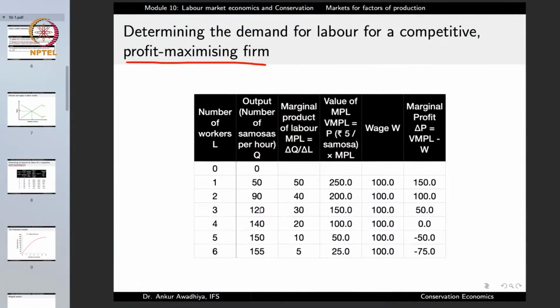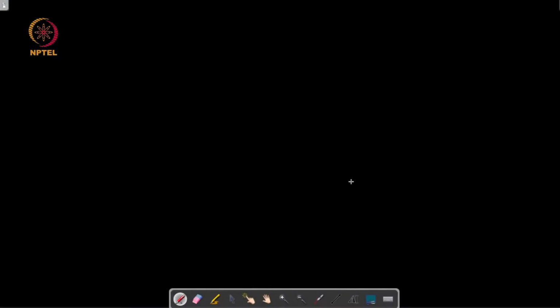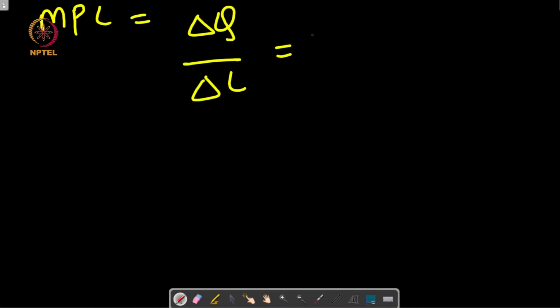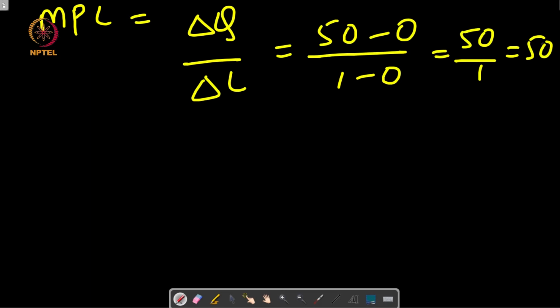And from this, we can compute the marginal product of the labor. Marginal product is the change in the quantity divided by the change in the number of workers. So when you move from 0 to 1 laborer, there is an increase of 50. So delta Q in this case is 50, which is 50 minus 0. Delta L is 1 minus 0, which is 1. So in this case, the marginal product of labor, MPL, is delta Q by delta L, which is 50 minus 0 divided by 1 minus 0, is 50 by 1, is 50.